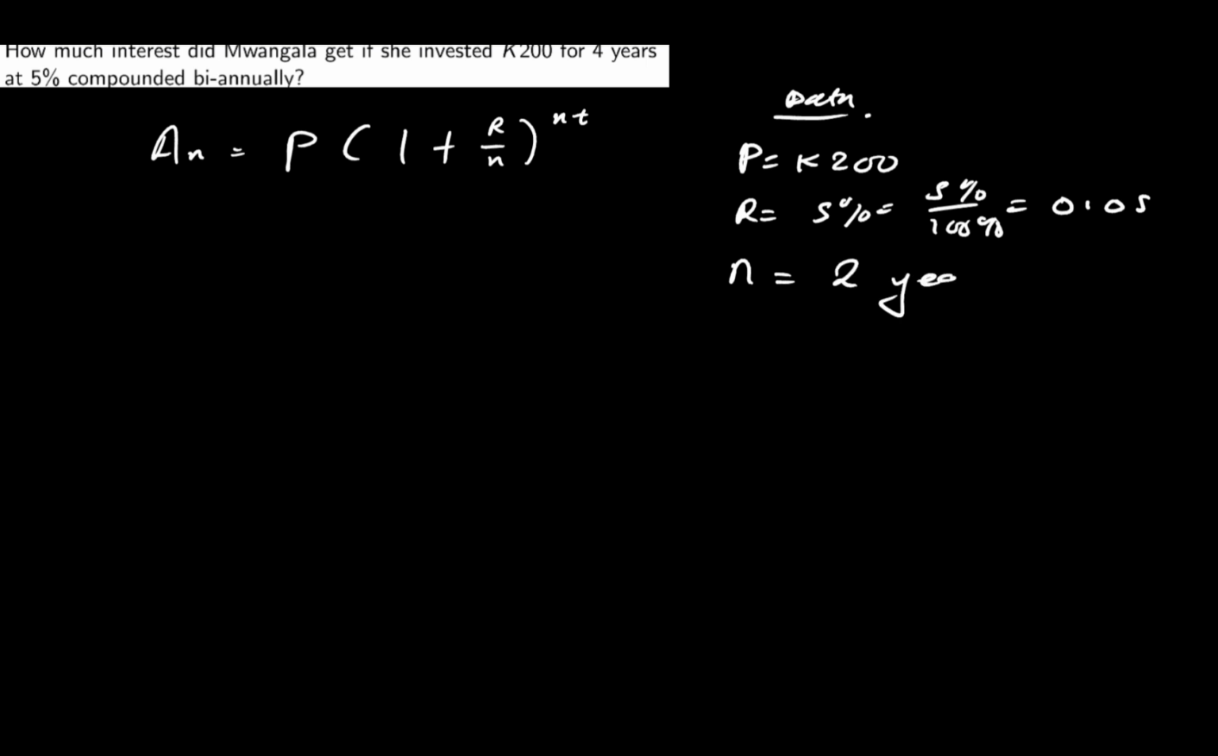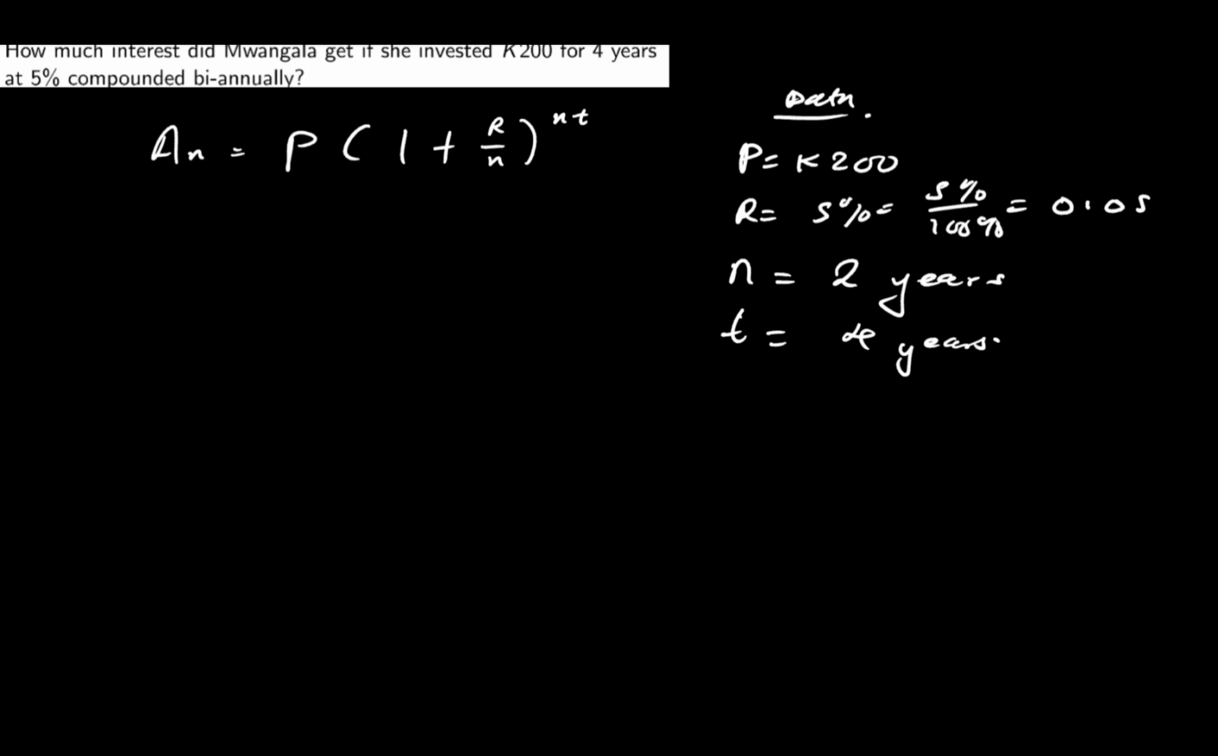So what is the principal amount here? The principal amount here is 200 kwacha. So what is the value of r? The annual interest rate is 5%, and we can say 5% divided by 100%, and this gives us 0.05 as a decimal. And then we need to understand the value of n, which is the number of times the money is compounded. Since it's biannually, it means that n is 2. And the time period is 4 years.